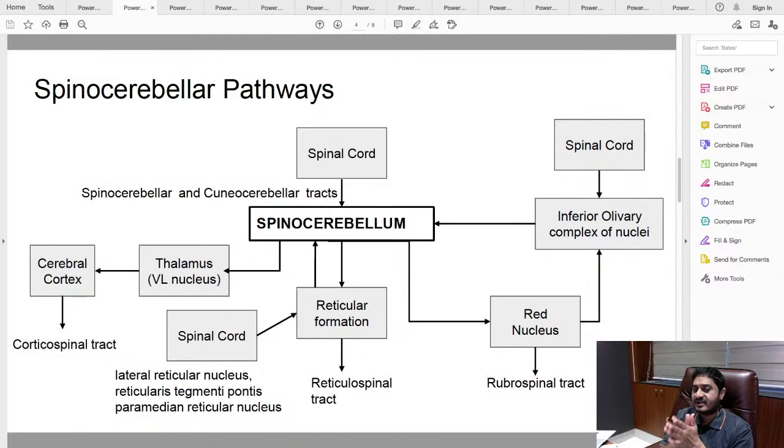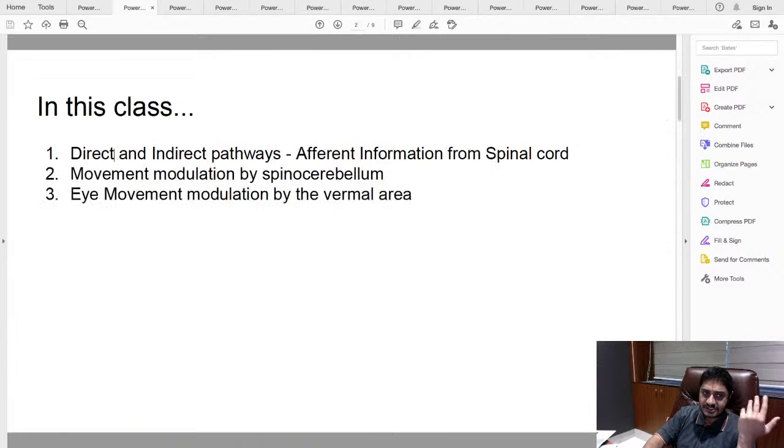So from this, what we understand is that the cerebellum essentially receives information from multiple tracts from the spinal cord, but projects to the spinal cord only indirectly, either via the vestibular nucleus or via the red nucleus or via the reticular formation or via the cerebral cortex. Okay, so indirect projections, which means essentially modulation of movements.